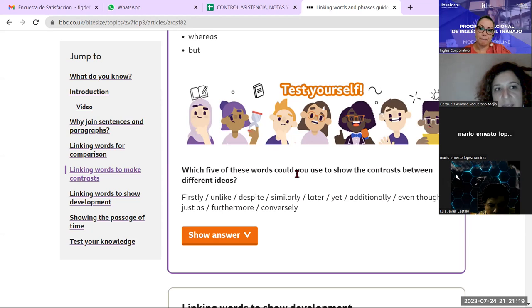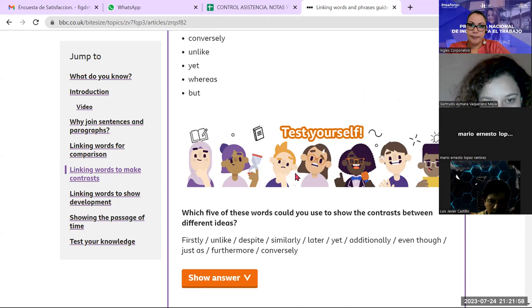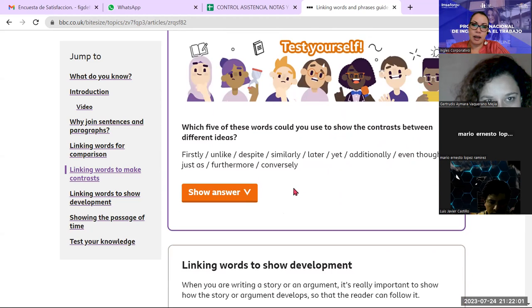Additionally, is one. Additionally, for contrast? Mm-hmm. No. There are five. Son cinco para contrast, para ideas diferentes. Ideas opuestas. Aquí tenemos algunas, aquí tenemos que encontrar 5.